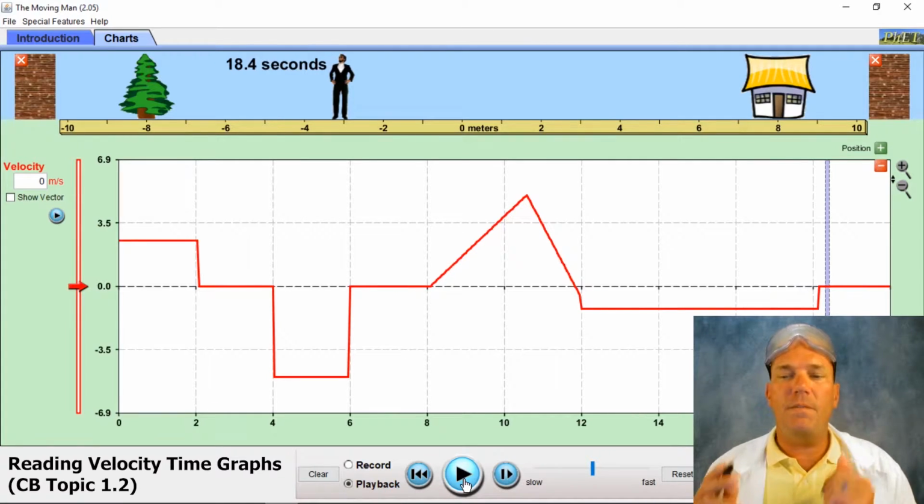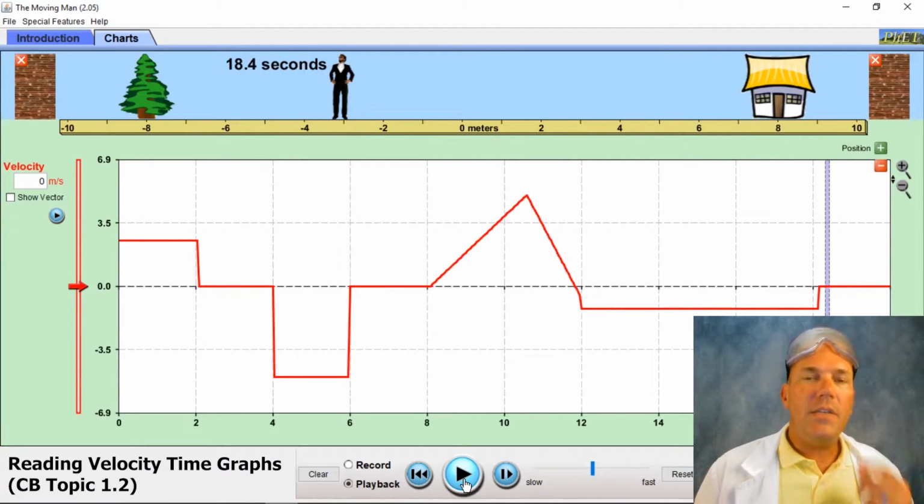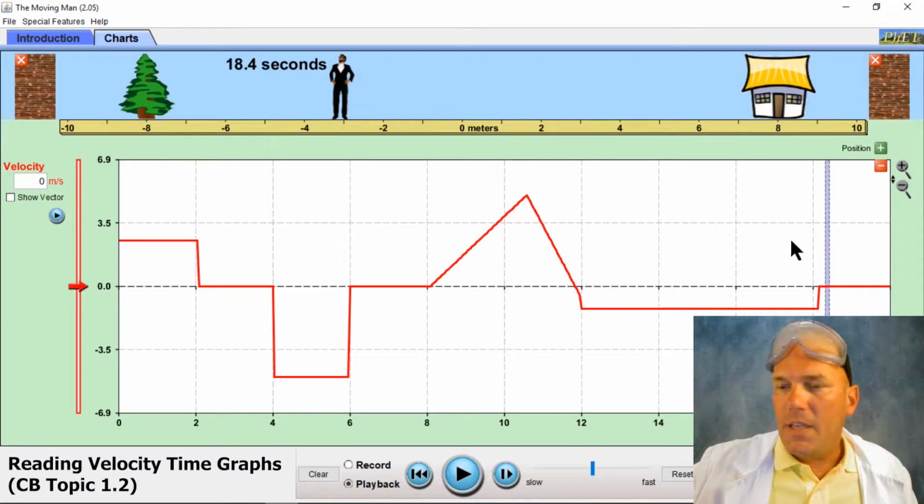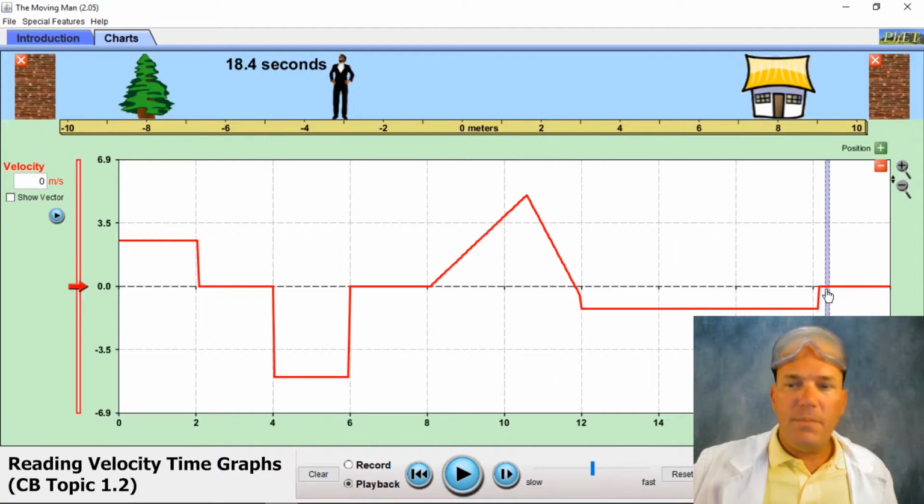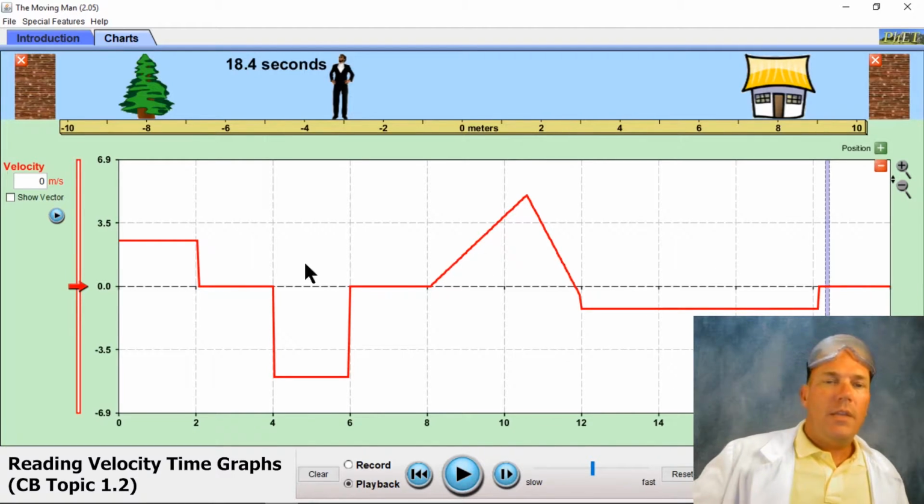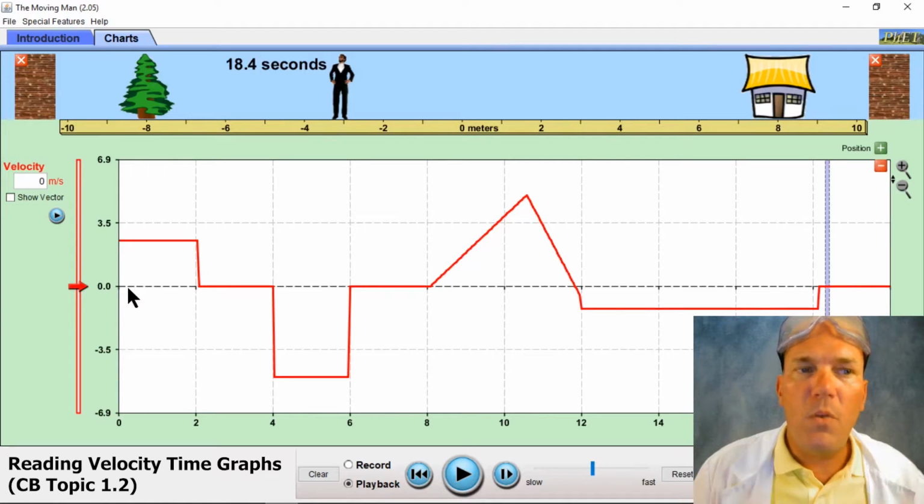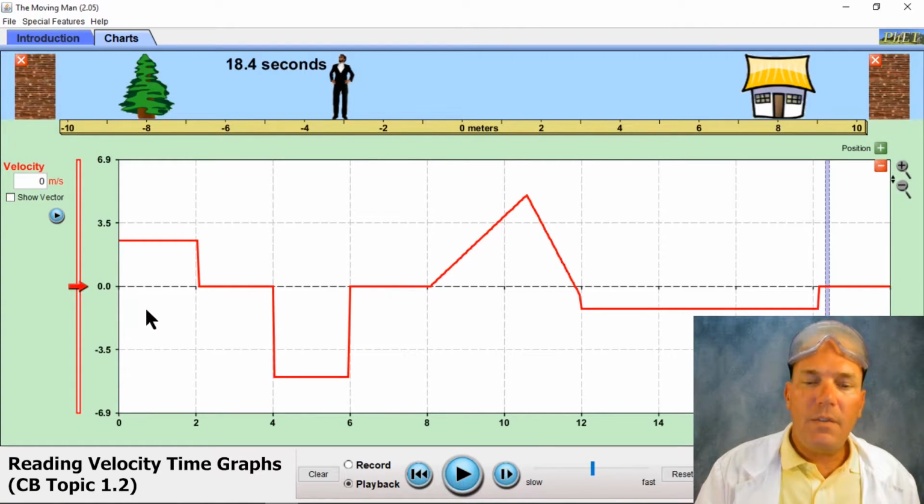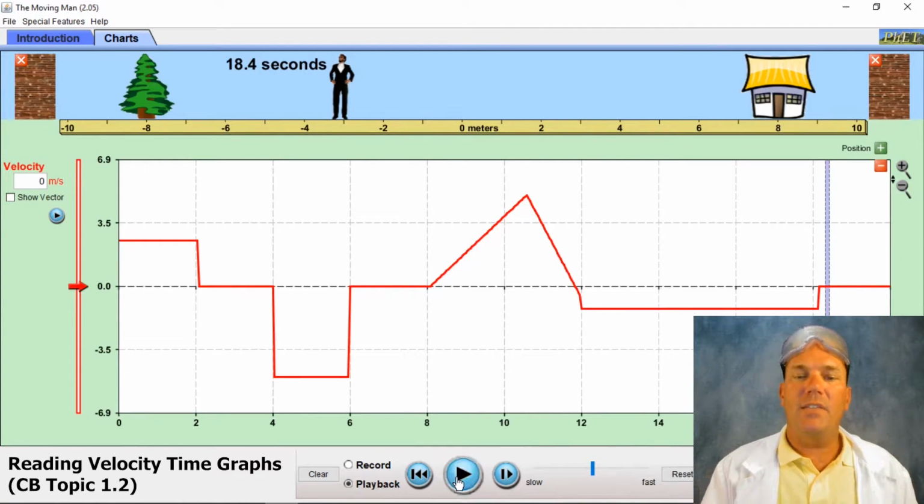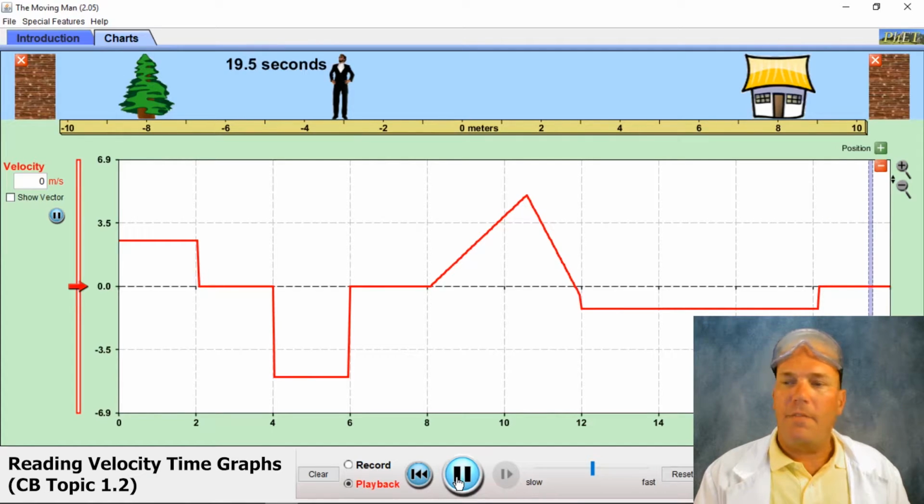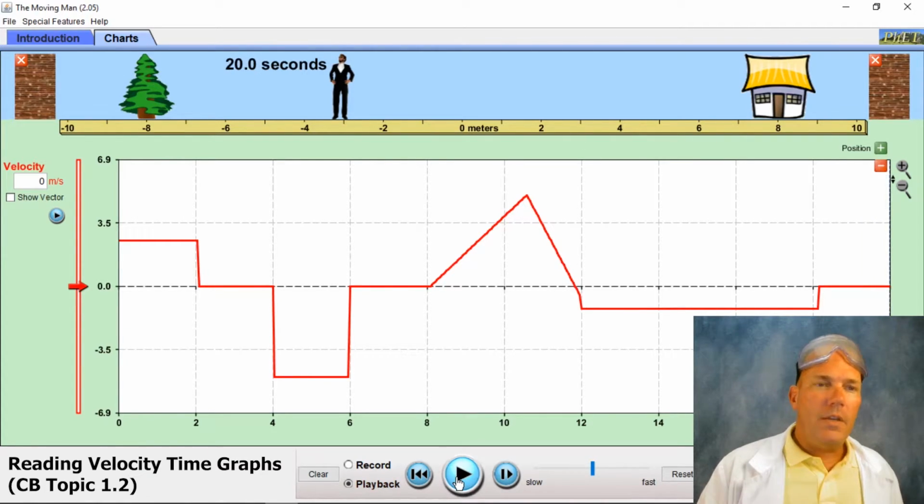And of course, for the final couple seconds here, we see a slope of 0, yes, but we are along the 0 meters per second axis, which means the object, the moving man, is not moving for the final 2 seconds of this graph. Very good.